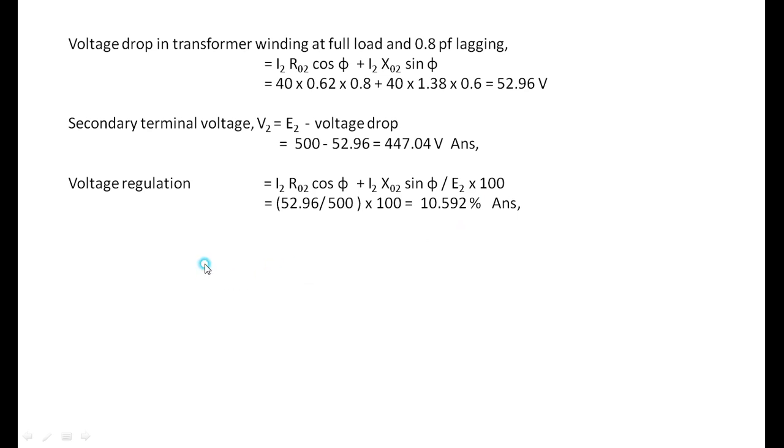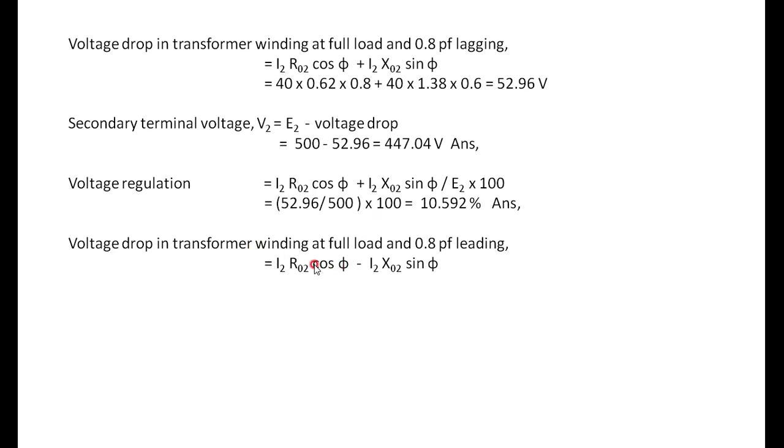Then we have to calculate for leading power factor also, the voltage drop in the transformer winding at full load, 0.8 power factor leading. In the leading case, this sign becomes minus, that is I2 R02 cos phi minus I2 X02 sin phi. Working it out, the voltage drop is minus 13.28 volts. You have to observe here, it is a minus 13.28. I will comment on this one.